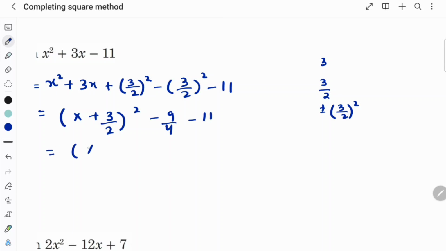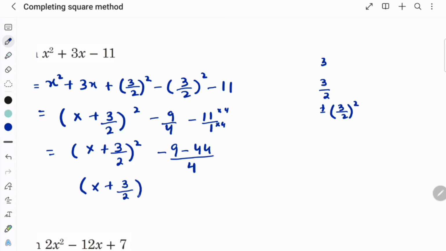Okay, so x plus 3 over 2 whole squared, and now we'll take the LCM to find the answer, as the calculator is not allowed and it's a non-calculator paper question. So that is minus 9 minus 44, because we'll multiply the numerator and denominator to make the denominator the same, that is 4. So this is x plus 3 over 2 whole squared, and 9 and 44 will become minus 53 over 4.